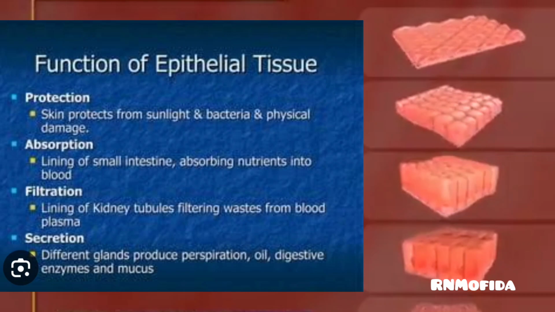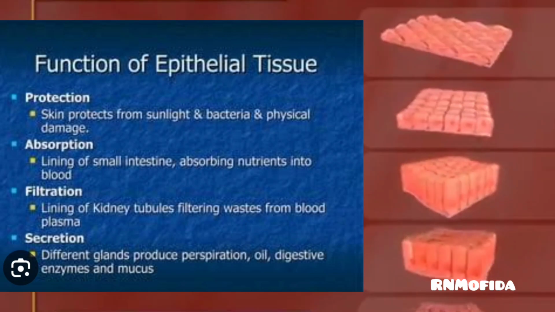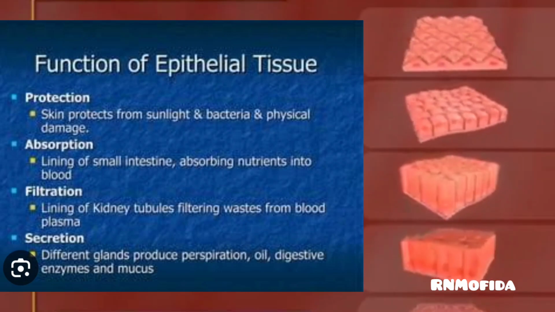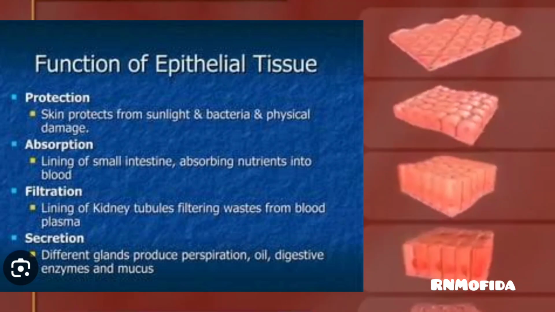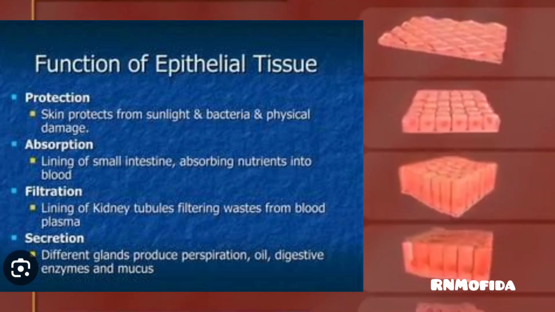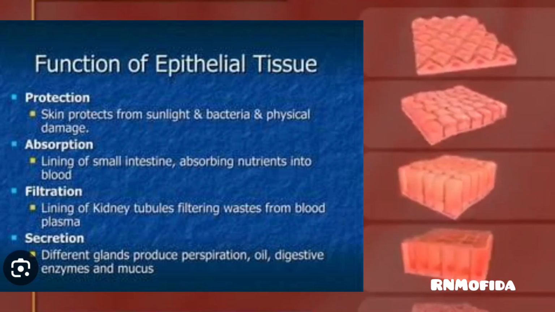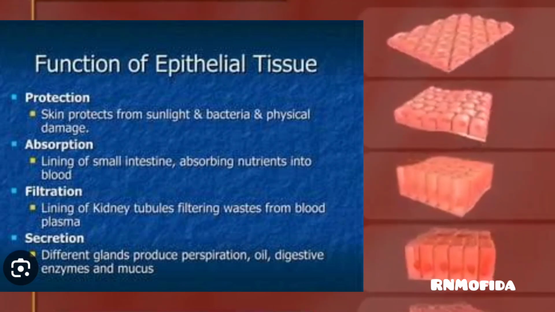Coming to the functions of epithelial tissue, it protects skin from sunlight and bacterial and physical damage, absorbs the nutrients from food and filters the waste product from the blood and secretes perspiration, digestive enzymes and mucus.